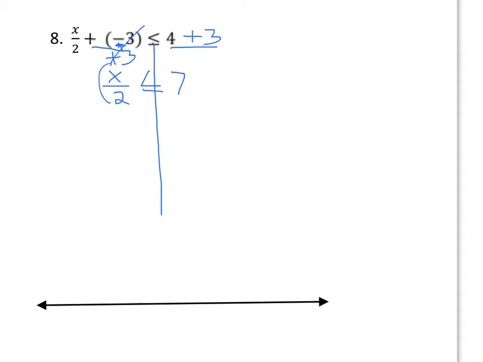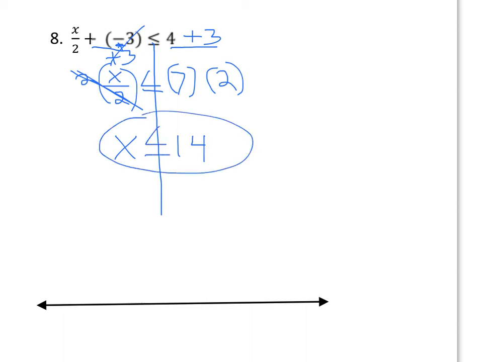So I'm going to put parentheses. I'm going to multiply this by 2. This cancels, so I get x by itself. I multiply this 7 by 2. And 7 times 2 gives me 14. And again, I multiplied by positive, so I keep the same inequality symbol. So there's my solution. X is less than or equal to 14.